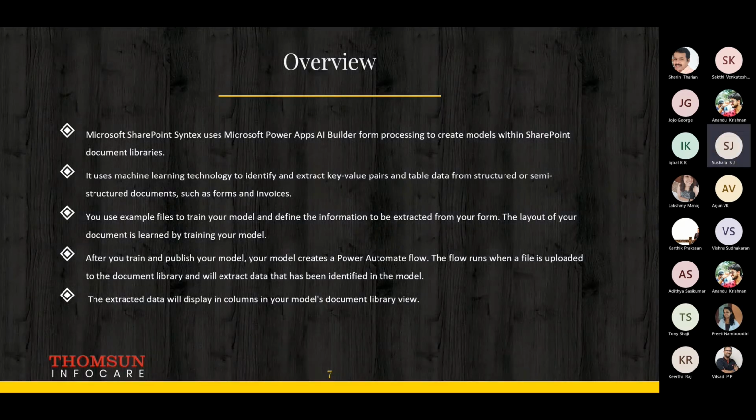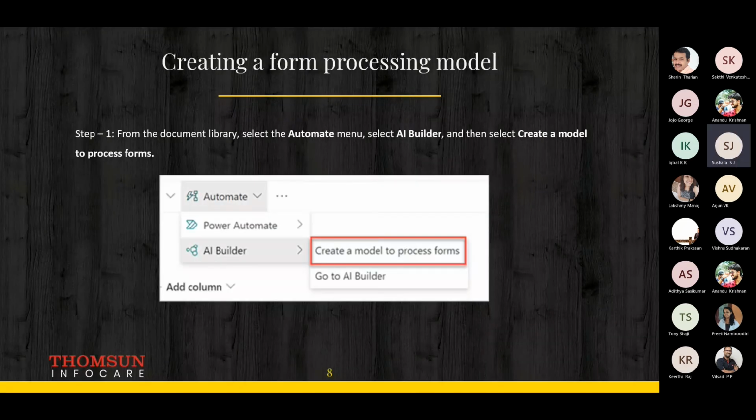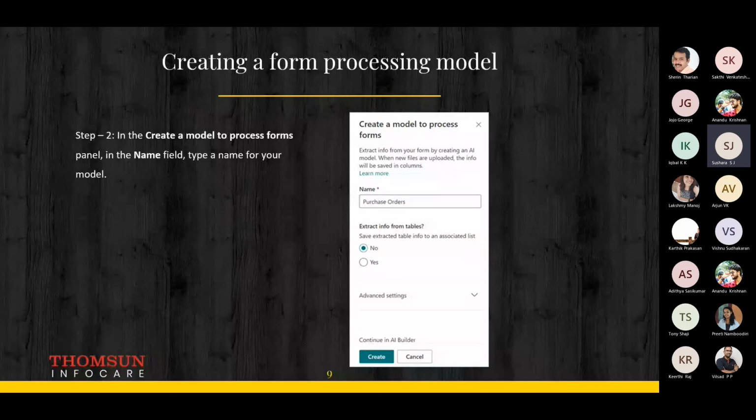So now we will look into how to create a form processing model. Since I'm unable to show a live demonstration due to license purchase issues, I'll try to showcase these processes through screenshots in various slides, okay? After enabling form processing in Admin Center, from the document library you will be able to select the create a model to process forms option as shown here. Then you can give a name for your model and you just have to click create.